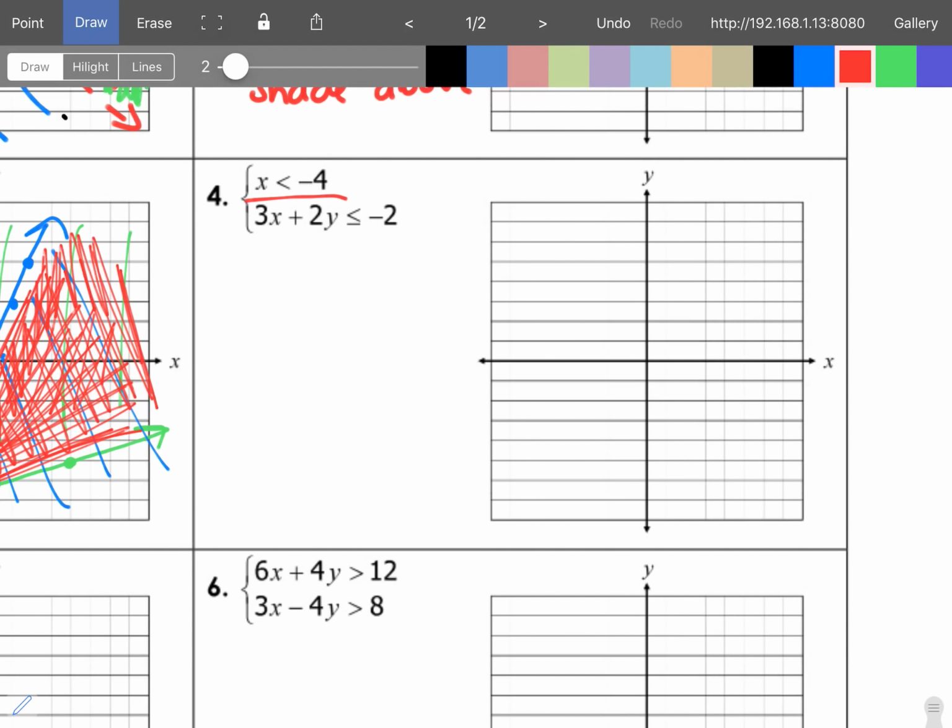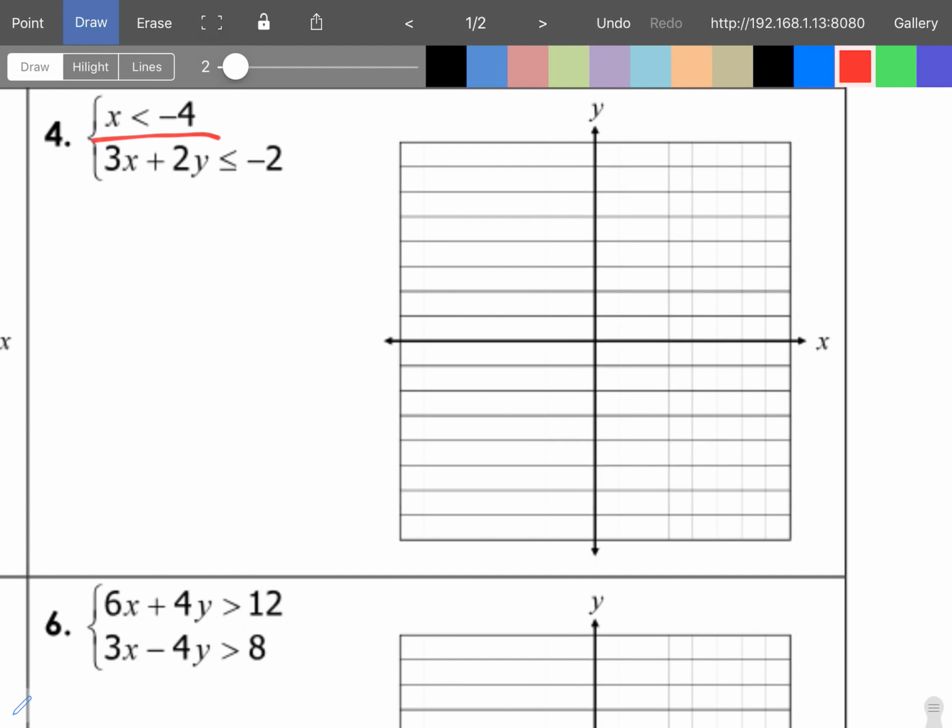Remember, x is -4. Somewhere over here, we'll say that's x is -4. So let me go 1, 2, 3, 4. Okay, so that's x is -4. So we have to figure out this sign. Because of that less than, it's going to be a dashed line. And we're going to shade below because it's less than.